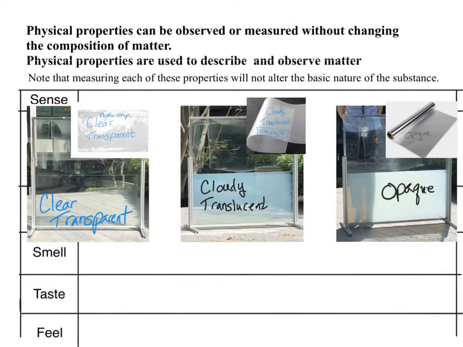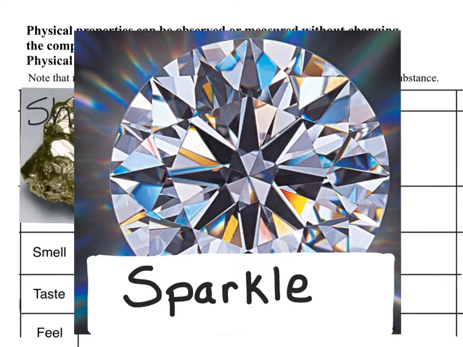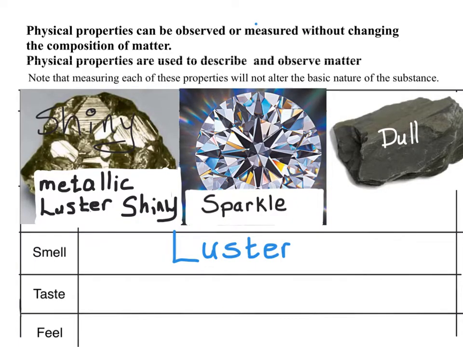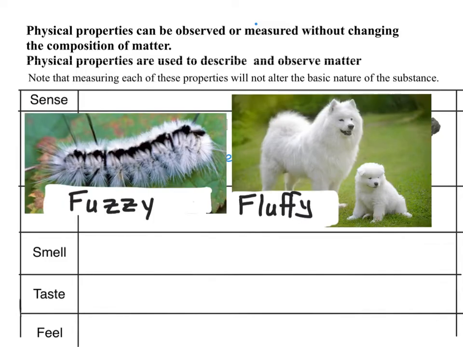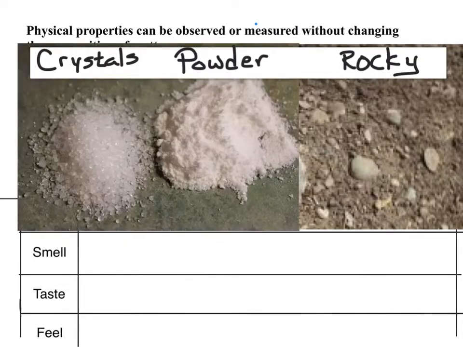Other visual clues that we may see are things like luster. When we talk about luster, that talks about how shiny it is or how sparkly or dull. So we can use luster as one of our terms. We can also see texture oftentimes is used in a description. So we might see that something is fuzzy or fluffy or maybe crystalline or powdery or rocky. Those types of terms would all be physical properties.